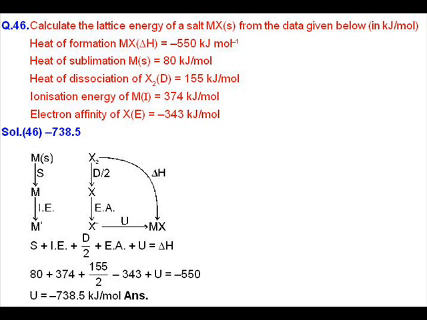Now, combining all the energies that have been covered in the following steps, we will write sublimation energy plus ionization energy plus bond dissociation energy divided by 2 plus electron affinity plus lattice energy, and the sum of all these energies will give delta H. Substituting all the values that have been given in the question, we will get U, that is lattice energy, as minus 738.5 kilojoule per mole.